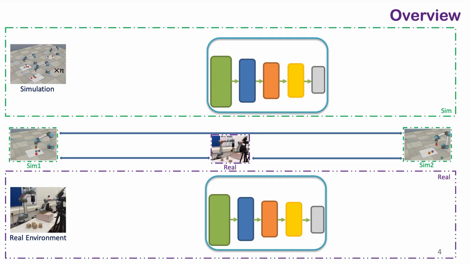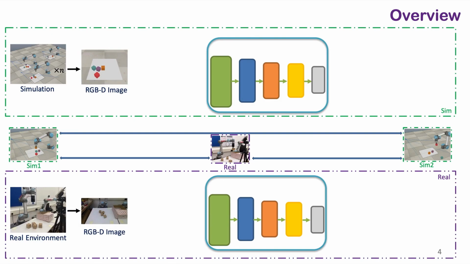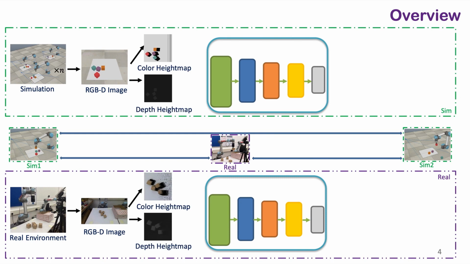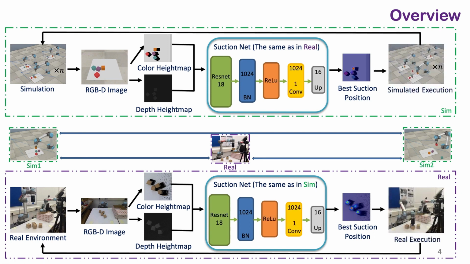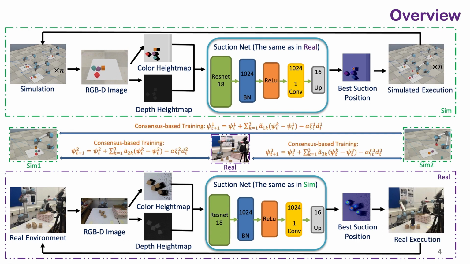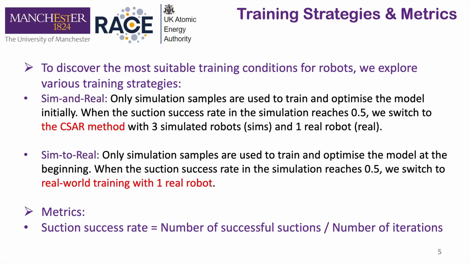Using 3D cameras, we capture RGBD images from both simulated and real environments simultaneously to generate depth and color height maps of the scene, which are fed into the suction network to anticipate pixel-wise best suction positions. The suction net consists of 5 parts: ResNet 18, batch normalization, ReLU, convolution, and upsample. After performing predictions in both simulation and the real world, consensus-based training is applied to the training parameters of each simulated or real agent. These are our training strategies and metrics.